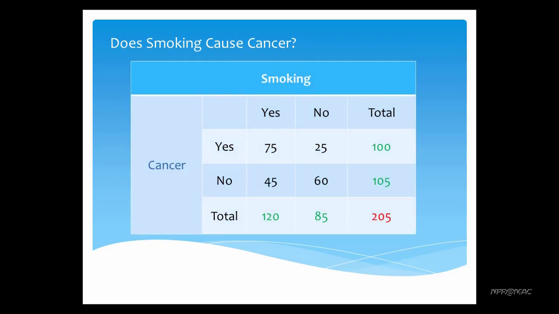Suppose we are given a contingency table like this. From the table, we are supposed to accept or reject the hypothesis that smoking causes cancer. That is, to check whether there exists any relationship or association between the two levels of smoking, namely yes and no, and the two levels of cancer, namely yes and no. Chi-square test for association is a type of statistical hypothesis test which can be used in this case.